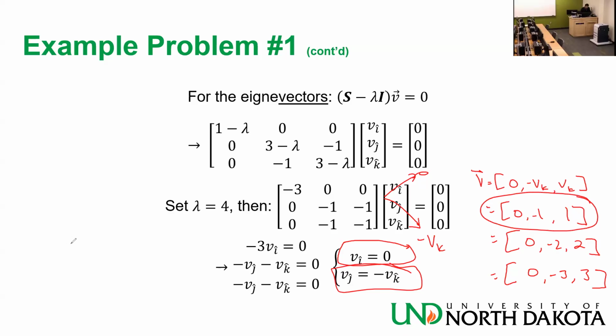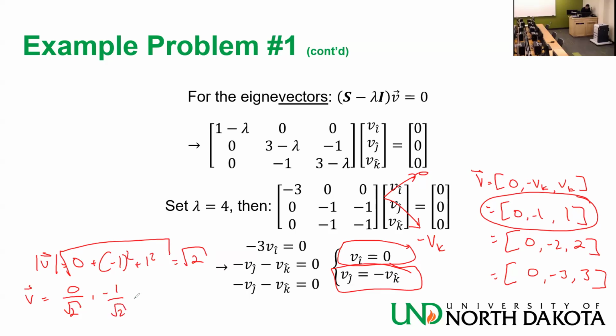Okay, so what is it? What is the magnitude? The magnitude of vector v is the square root of 0 plus (minus 1) squared plus 1 squared. What is it? Square root of 2. So the unit vector would be 0 divided by square root of 2, minus 1 divided by square root of 2, 1 over square root of 2. Okay?